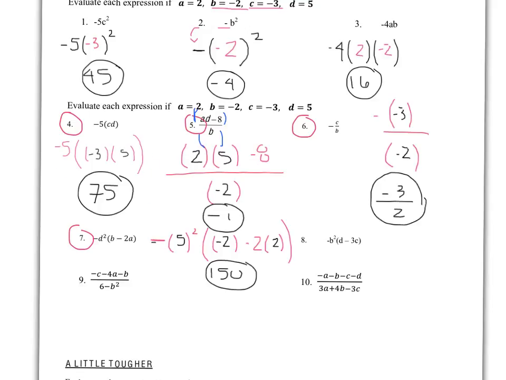Number 6, you should have gotten a negative 3 over 2. That happened because the negative 3 divided by a negative 2 gave you a positive 3 over 2, but then this negative out in front ended up making it negative again. And then number 7, you got 150.